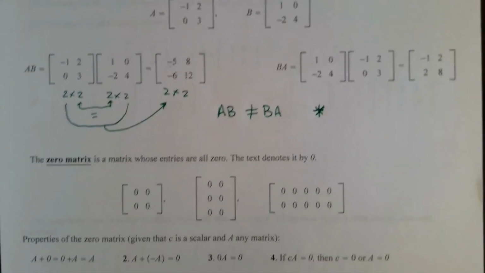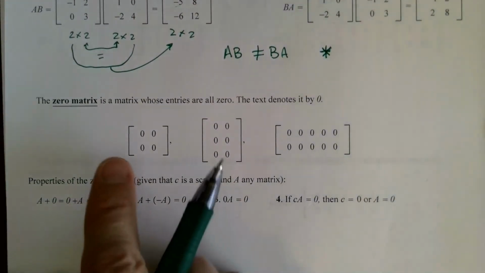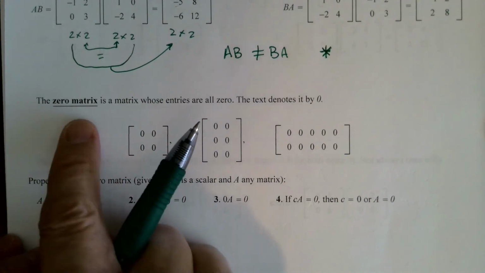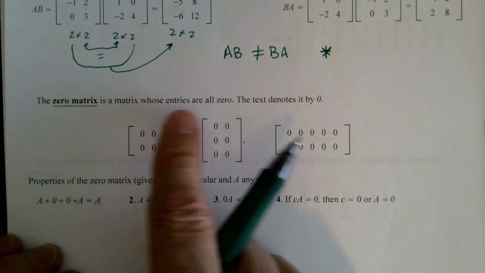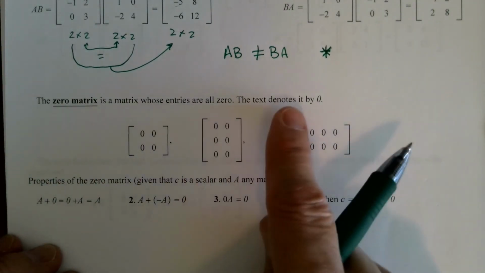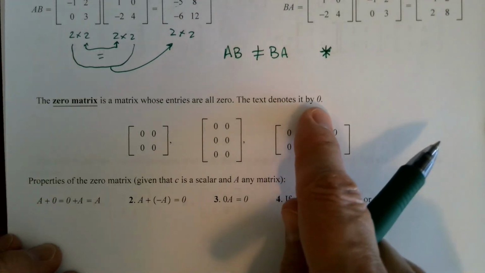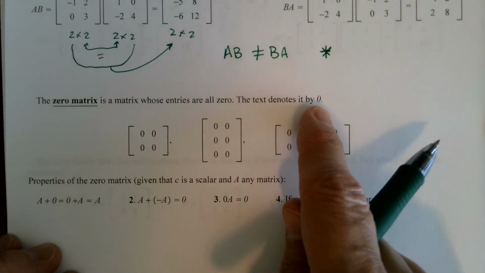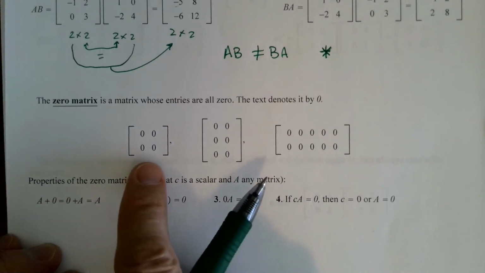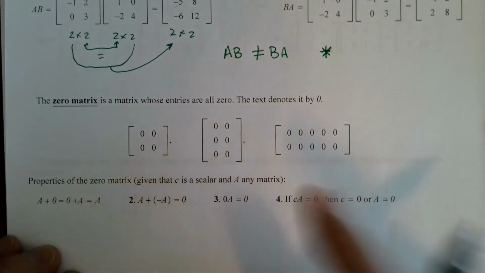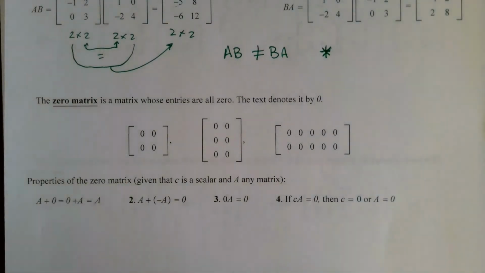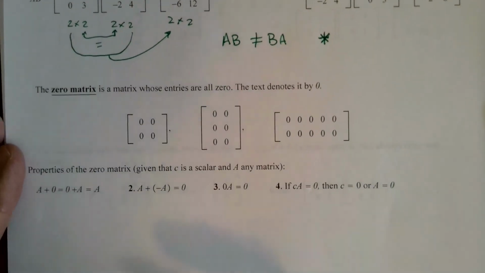Okay. A couple other things. Let me introduce you to the zero matrix. Very simple. It's a matrix whose entries are all 0. In the text, it will be denoted as a slanted 0 to make it different from the real number 0, but here are some examples of 0 matrices of different sizes. And it has a property like the number 0 for real numbers.